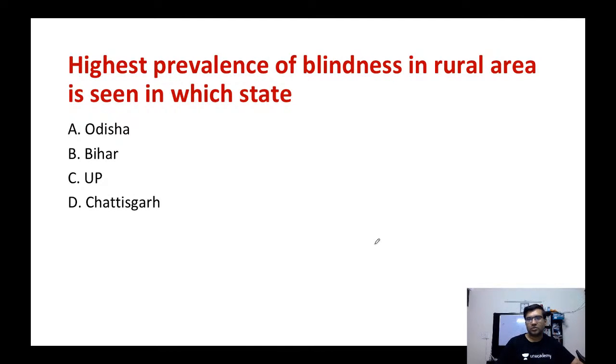So most of you may be answering Bihar, but Bihar is not the answer here. The answer here is Odisha. Odisha has the maximum prevalence of blindness in India. The criterion now is to decrease the prevalence of blindness to less than 0.3% of the population. This is now the target for the prevalence of blindness for the National Program for Control of Blindness.